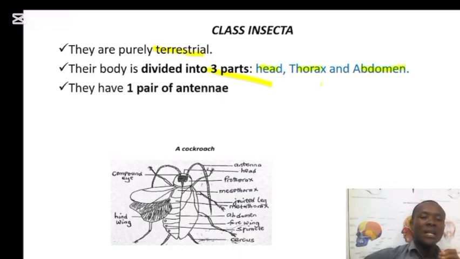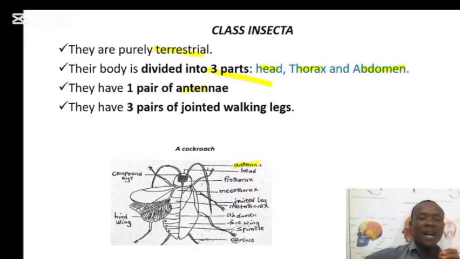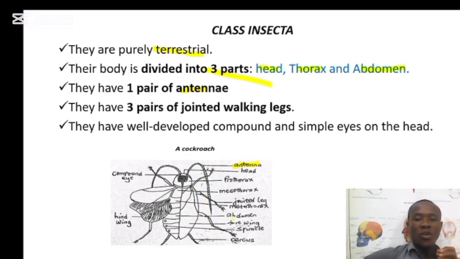They have 1 pair of antennae. Look at their antennae, we just have 1 pair of it. And they have 3 pairs of jointed walking legs. If you count their pairs of jointed legs, they have 3 pairs, 1, 2, and 3 here. They have well-developed compound and simple eyes on the head.